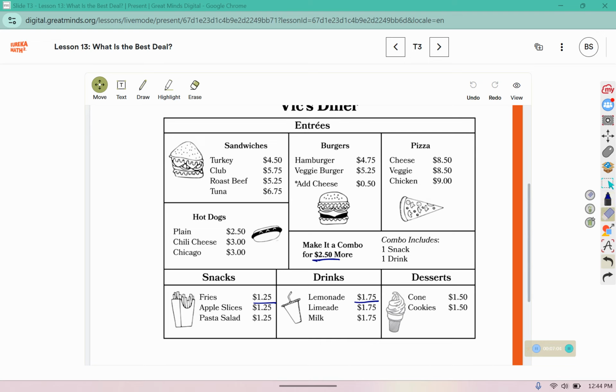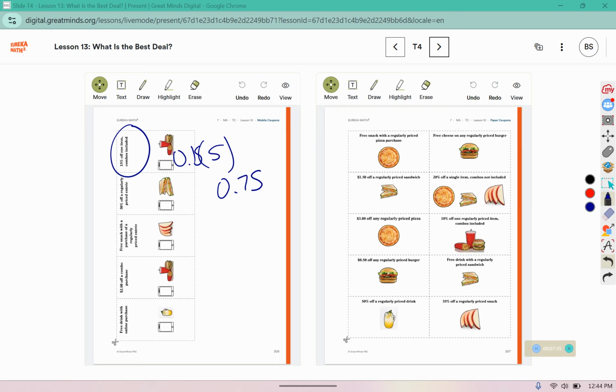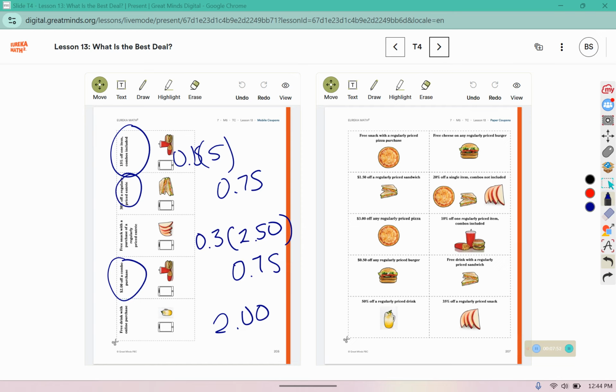15% off of a combo would save me 75 cents. I could get 30% off of the hot dog by itself, which would give me 75 cents. I could also get $2 off of the combo, which would give me $2 off altogether of those 3 items. So I'm thinking I'll probably put the hot dog in a combo in a mobile order, but let's check.